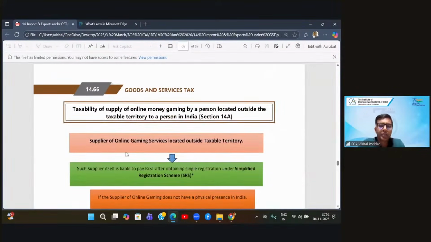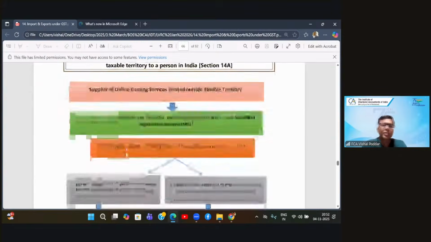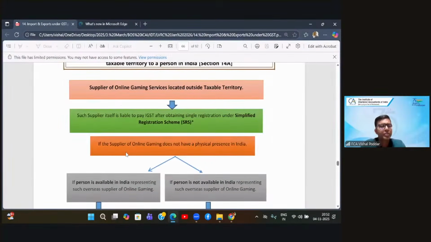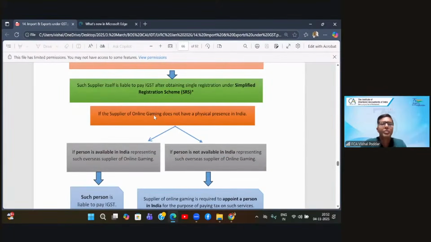Second important point, students, from this chapter is Section 14A, which applies to the case of supply of online money gaming by a supplier who is outside India to a recipient or to a person in India. In such cases, the supplier has to compulsorily pay IGST. The supplier has to take a simplified registration, and the supplier will either himself or through a person in India be liable to pay the tax. Without that, the supplier will not be allowed to operate in India.